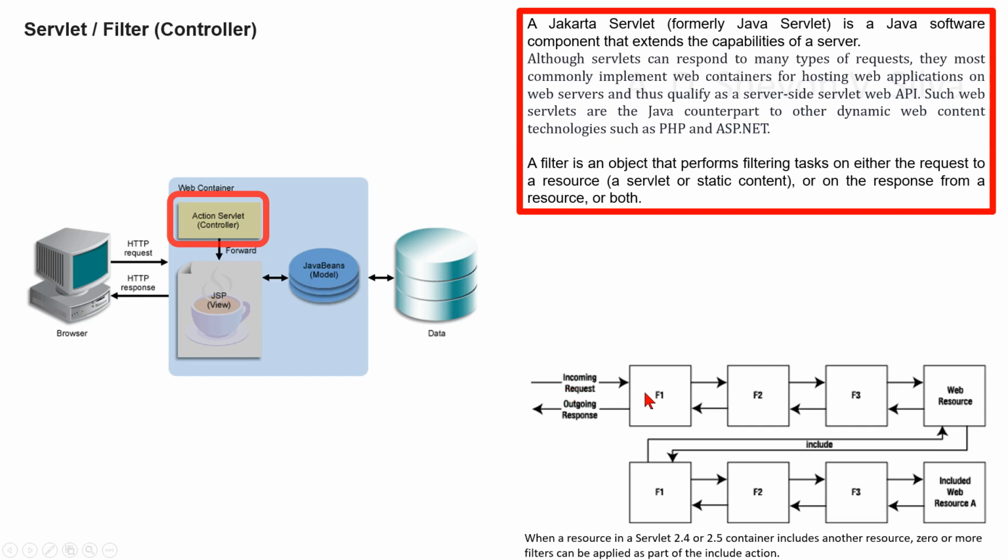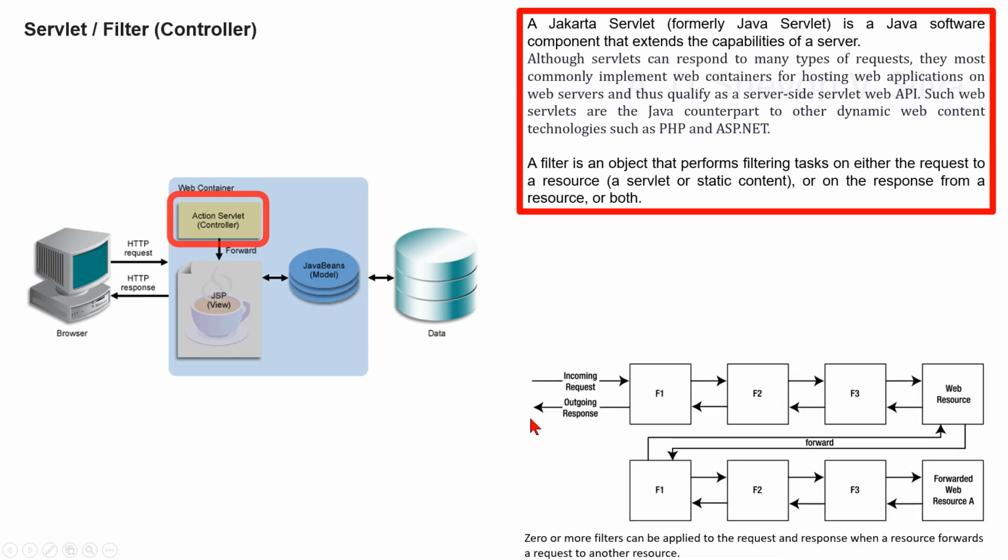Here the incoming request is connected to F1, F1 to F2, F2 to F3, and F3 to the web resource. Here the web resource interacts with F1 via include, and F1 is connected to F2, F2 to F3, and F3 to included web resource A. The included web resource is connected back to F3, F3 to F2, F2 to F1, and F1 interacts with the web resource. The web resource is connected to F3, F3 to F2, F2 to F1, and F1 provides the outgoing response.